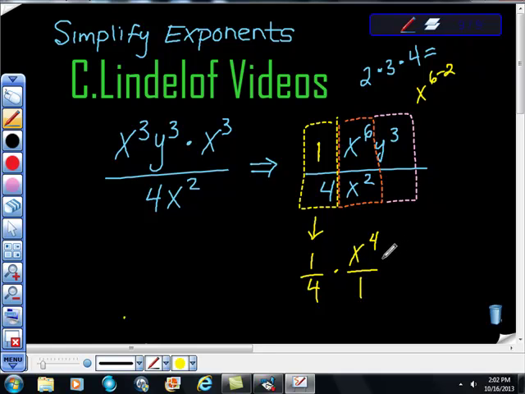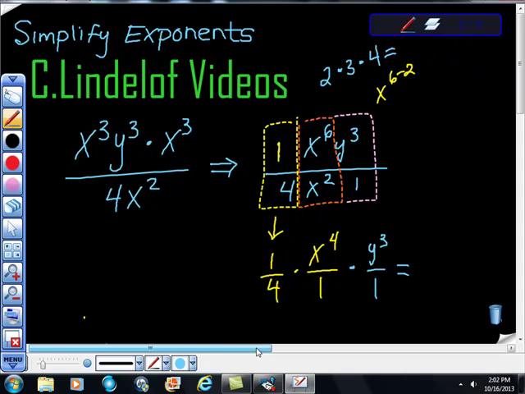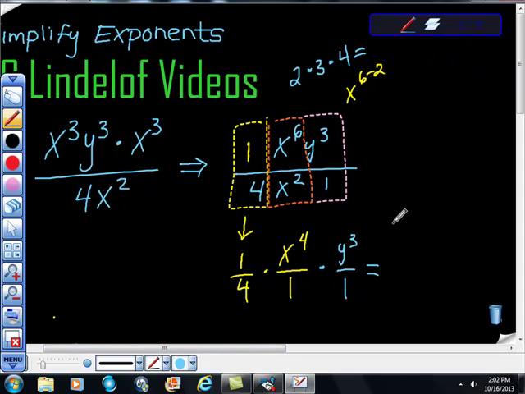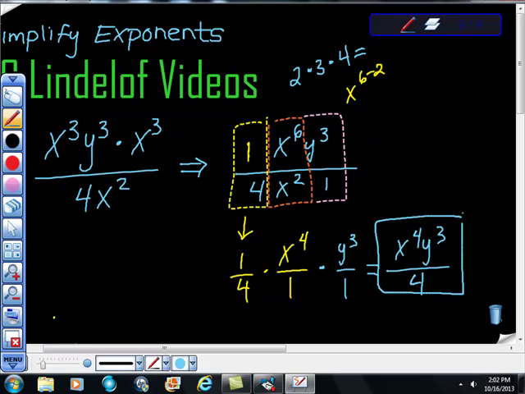Any number over 1 is the same number, isn't it? And then if you don't mind, the last thing I'm going to do is that this y cubed is the same as y cubed over 1. There's nothing I can do to simplify this, so I'll just write it again, y cubed over 1. Now, just to finish my answer, I am going to go ahead and simplify this. And 1 times x to the 4th is x to the 4th. x to the 4th times y cubed is x to the 4th y cubed. And here's the tricky part. 4 times 1 is 4, times 1 again is 4, and there's our simplified solution.